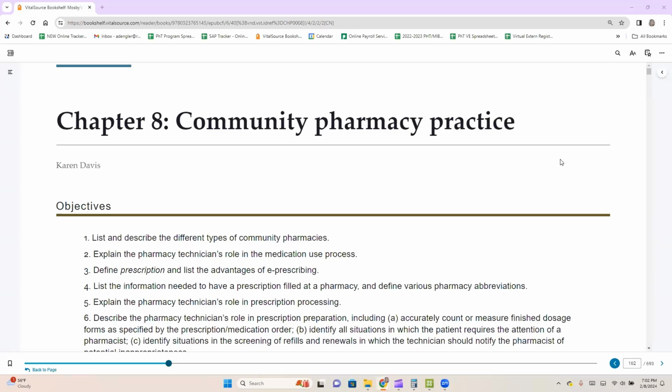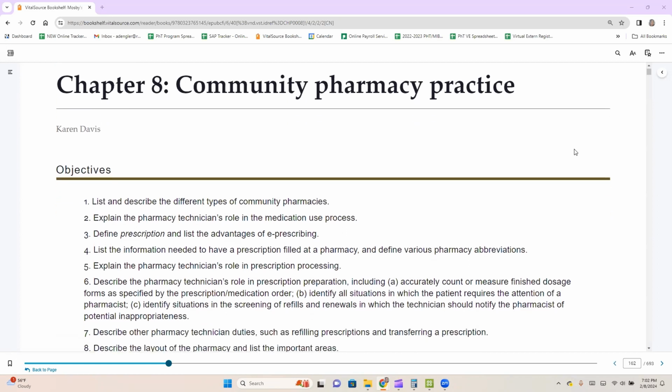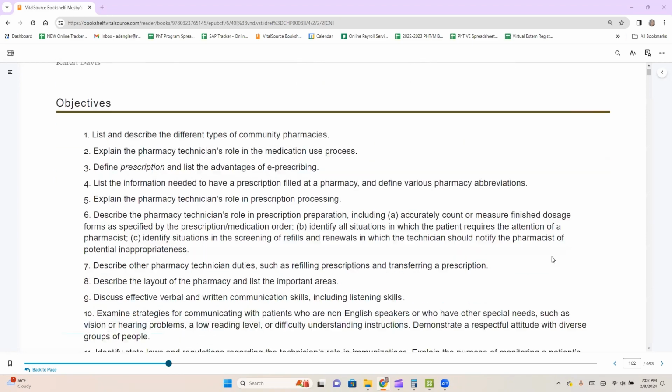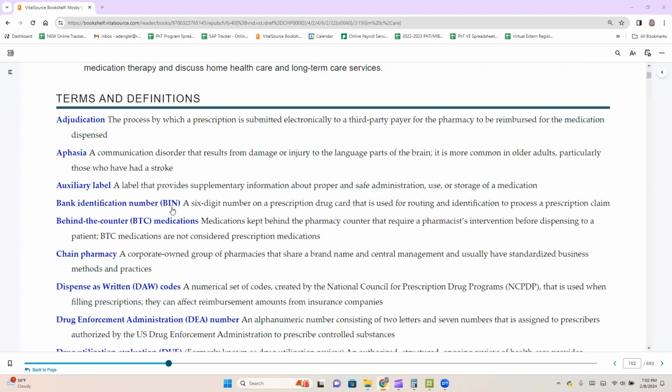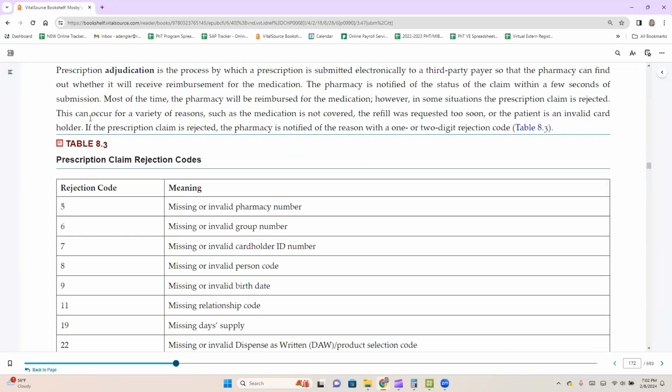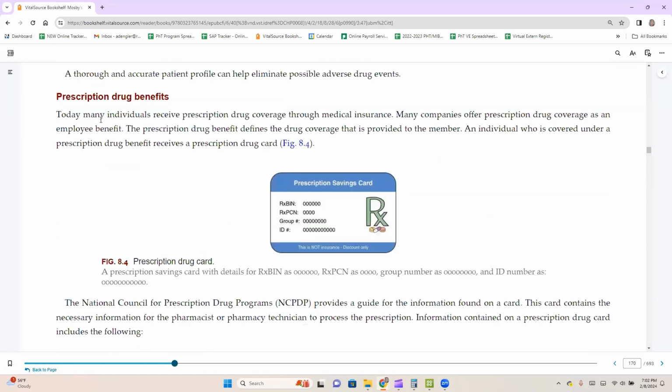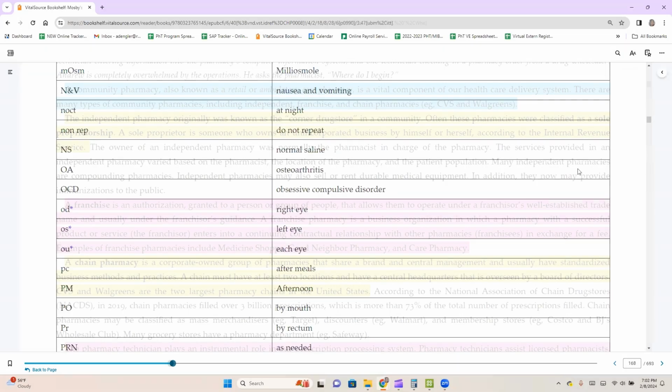Chapter 8, Community Pharmacy Practice. We have the objectives in the beginning of the chapter. Tells you what you will be learning in this chapter. Then we have our terms and definitions, which we will cover in the chapter, but one fun thing that you can do is you can also click on these and it'll take you to where it is in the chapter. It's a little fun.